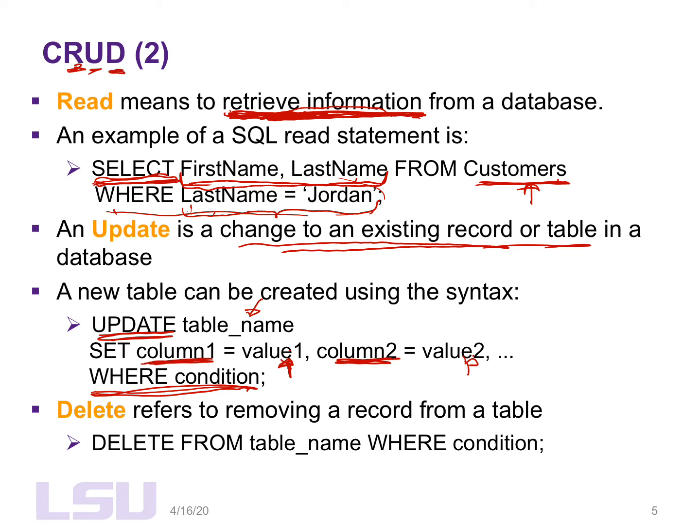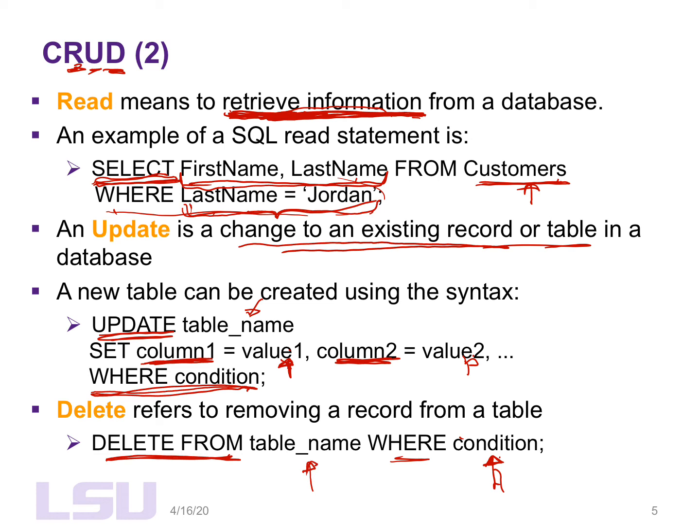D, the last of the 4 basic operations, delete. As the name indicates, you use it to remove a record from a table. So you can delete from the table where whatever condition you choose. You can delete from table where condition, or where last name equal Jordan. So it's going to remove all customers with a last name Jordan from your customers table if you choose.